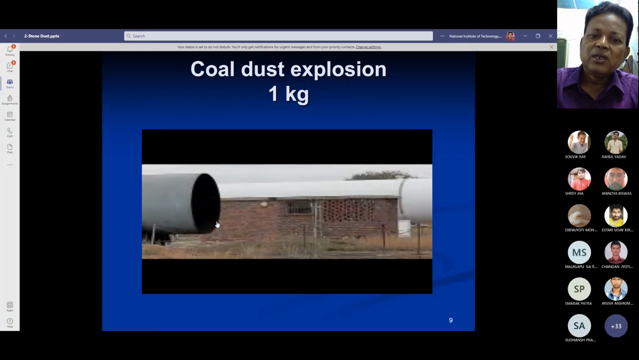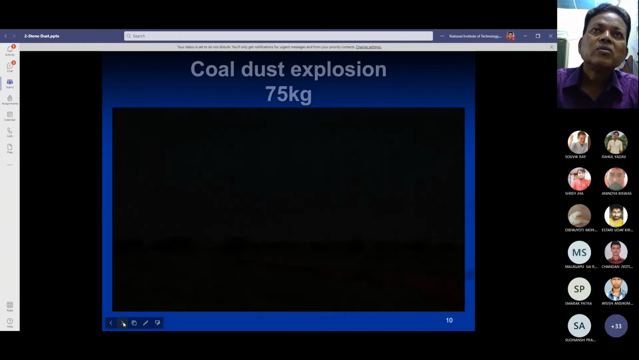So this is the experimental gallery. Coal dust explosion, 1 kilogram. So this is a coal dust explosion of 75 kg.